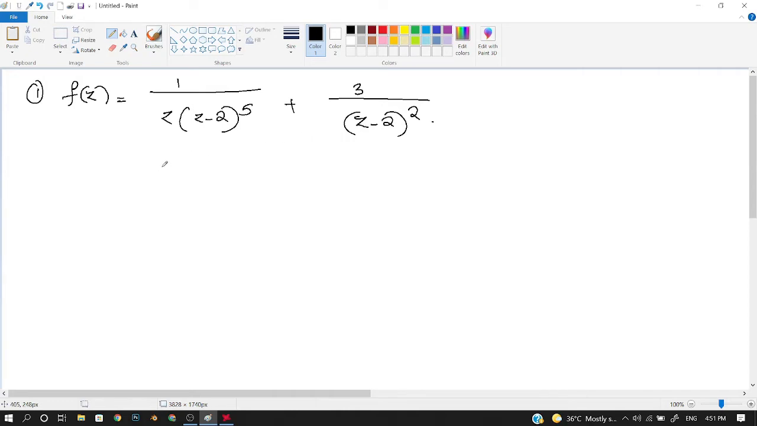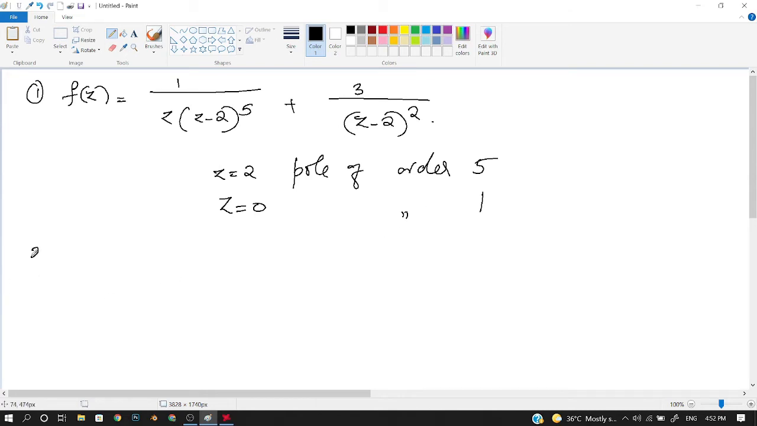Now to find the singularities, we can equate the denominator to 0. Thus we have z equal to 0 is a pole of order 1. So z equal to 0 is a simple pole. Whereas z equal to 2 is a pole of order 5. Okay, so the highest power of 1 by (z minus 2) is here 5. So z equal to 2 is a pole of order 5, whereas the highest power of 1 by z is 1. So z equal to 0 is a pole of order 1. That means it is a simple pole.